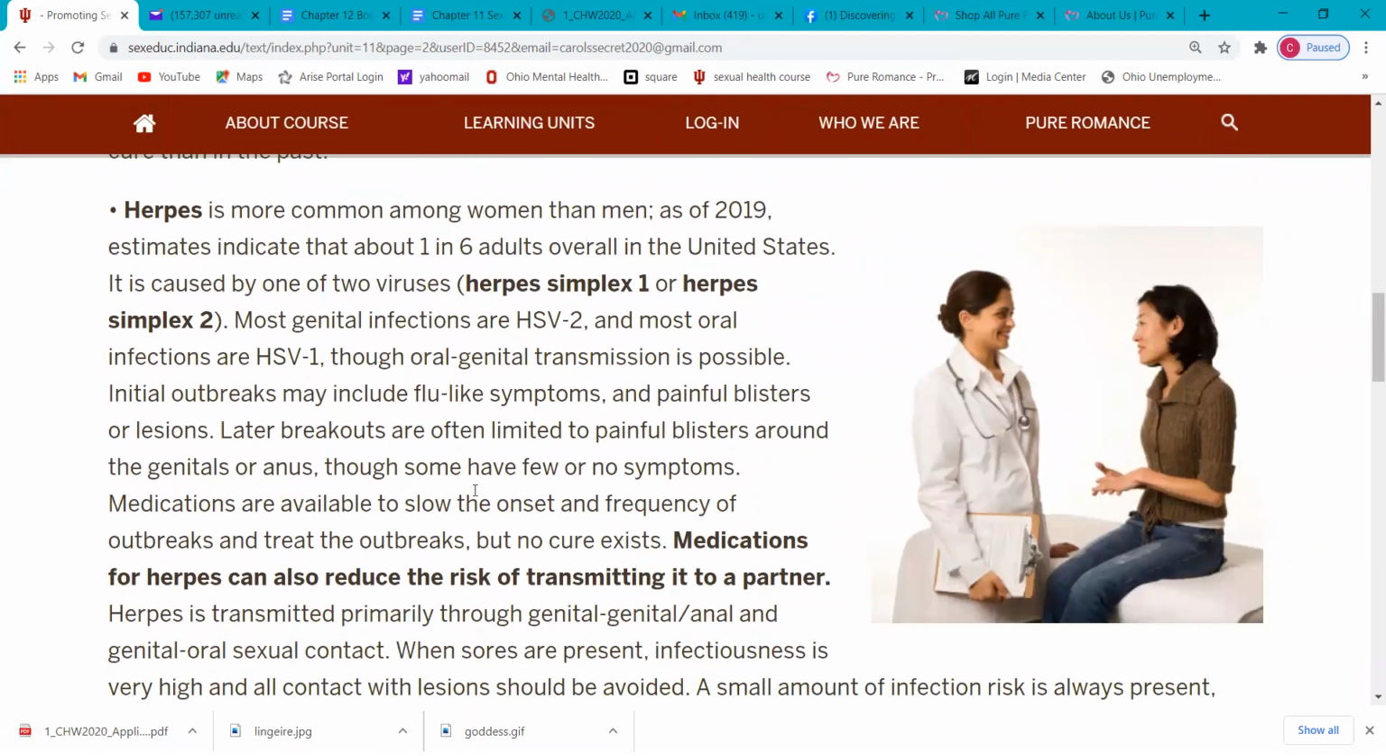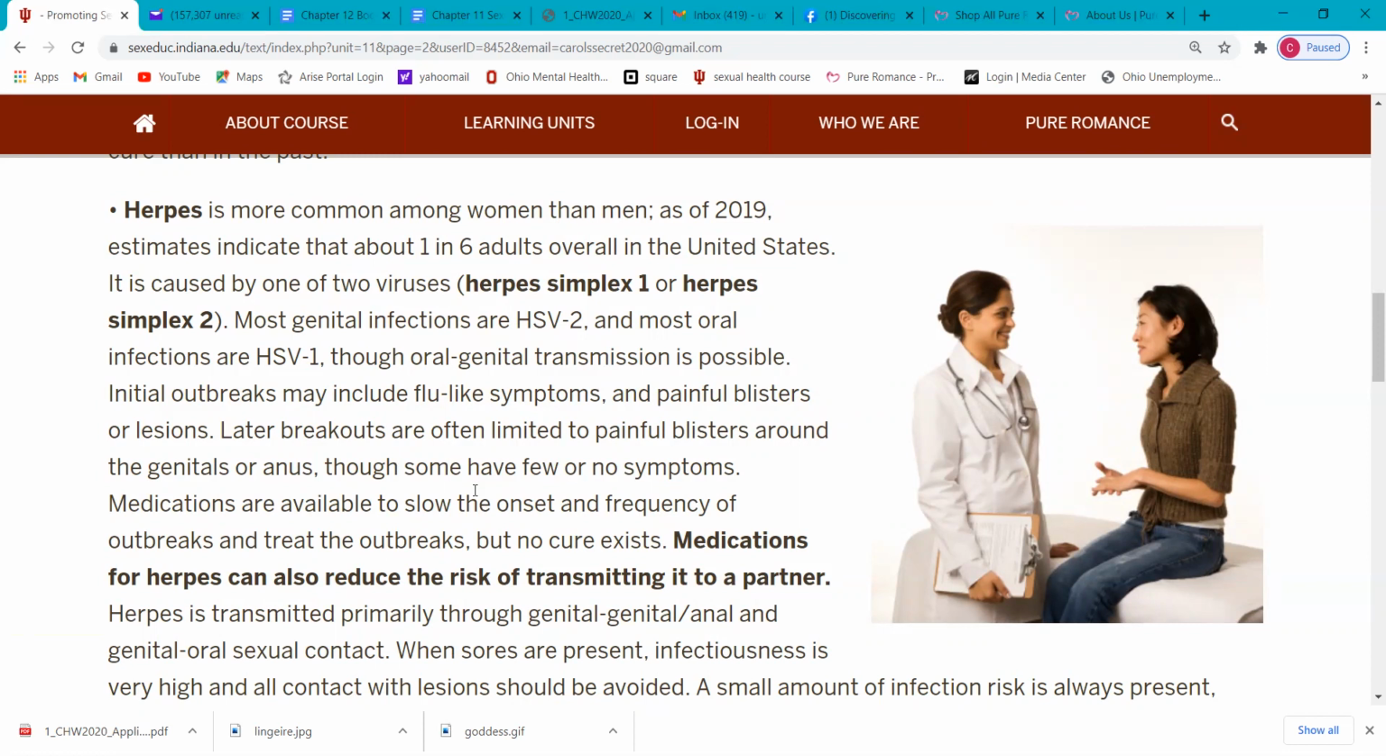Herpes is more common among women than men. As of 2019, estimates indicate that about 1 in 6 adults overall in the United States have it. It is caused by one of two viruses, herpes simplex 1 or herpes simplex 2. Most genital infections are HSV 2, and most oral infections are HSV 1. So genital is HSV 2 and oral is HSV 1.